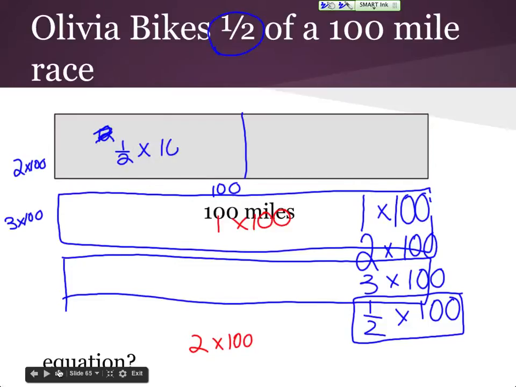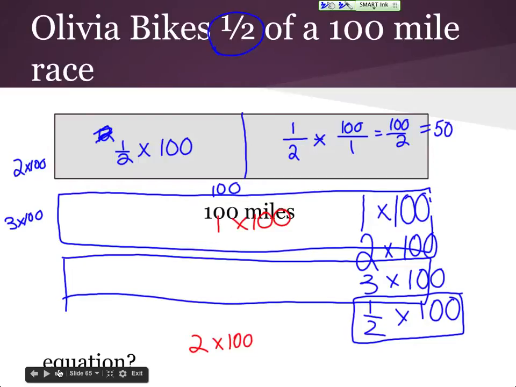Cut it in half, and she would travel half of the 100 miles, right? Didn't she travel half of the 100 miles? What is half of the 100 miles? Well, let's see. 1 over 2 times 100 over 1 is 100 over 2. What is 100 over 2? What's 100 divided by 2? Allison? She traveled 50 miles. Okay?